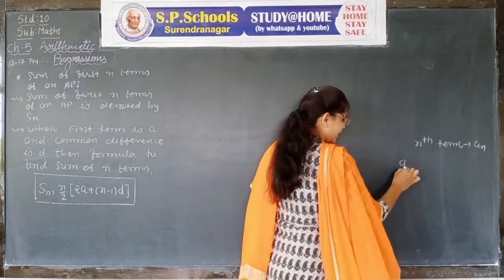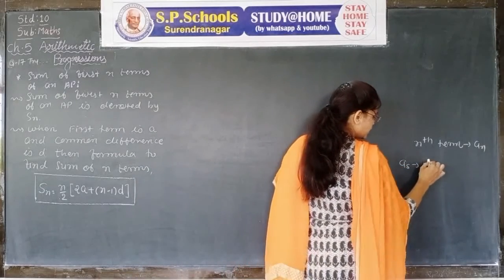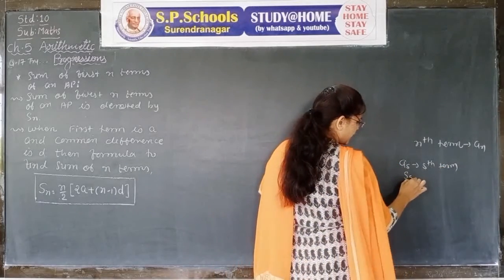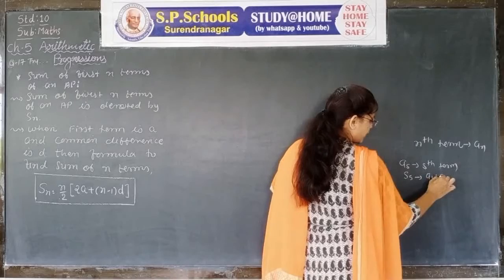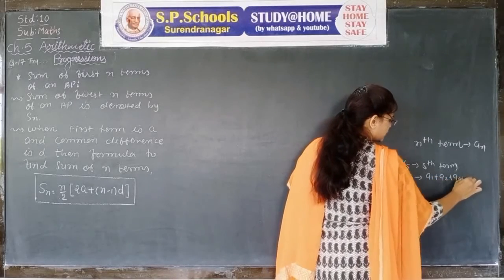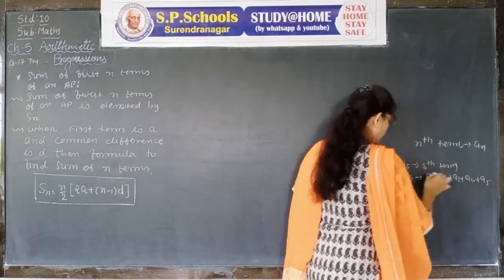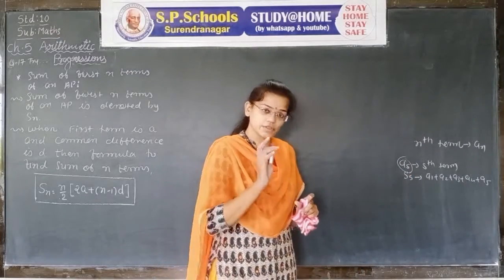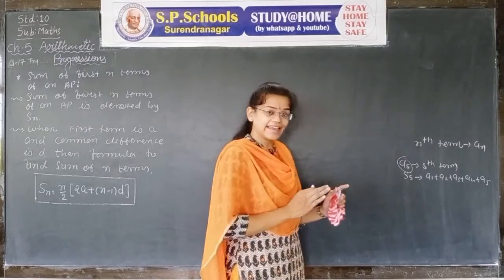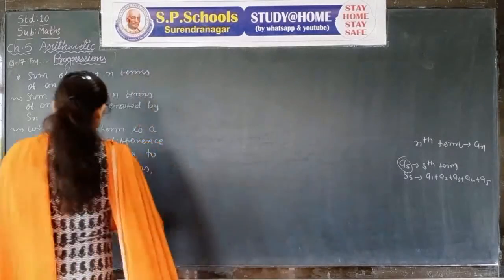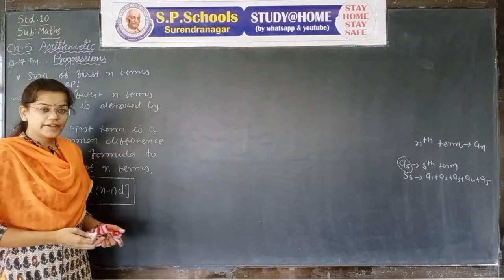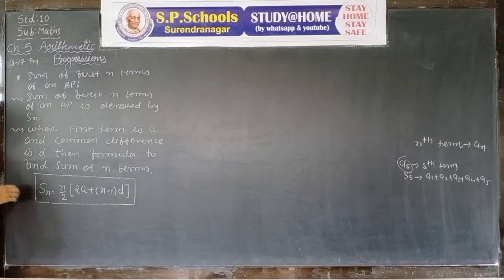Whenever given, a5 is the fifth term, but S5 is the sum of first 5 terms, a1 plus a2 plus a3 plus a4 plus a5. A5 is a single term, but S5 is the sum of first 5 terms. Keep in mind the difference between an and Sn. This formula is useful when an infinite AP is given, that is, when the AP is not finite.